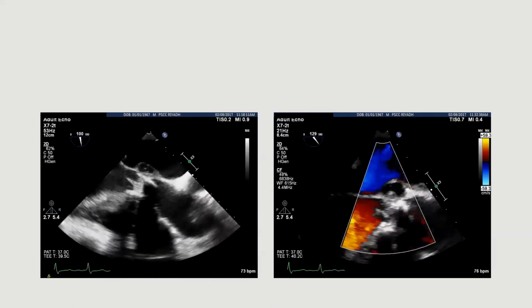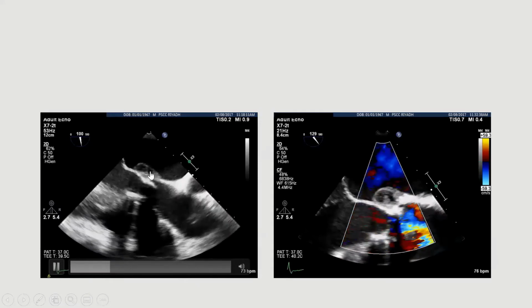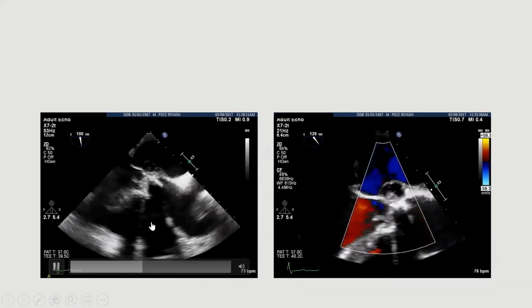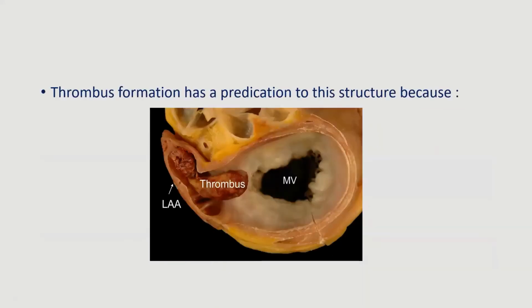Vegetation with abscess. Good. Now, this is a question to you. Thrombus formation has a predilection to this structure, which is called the LA appendage.